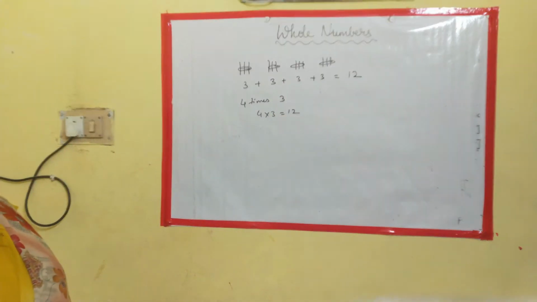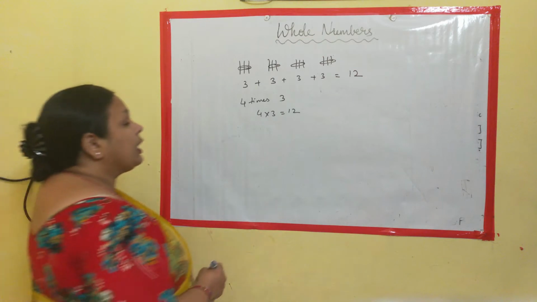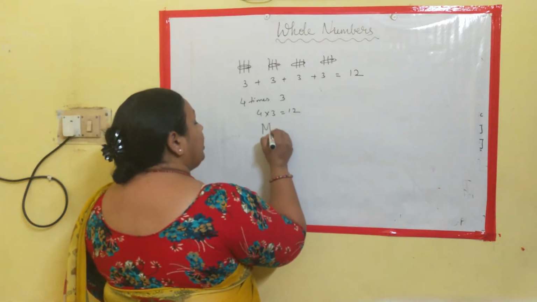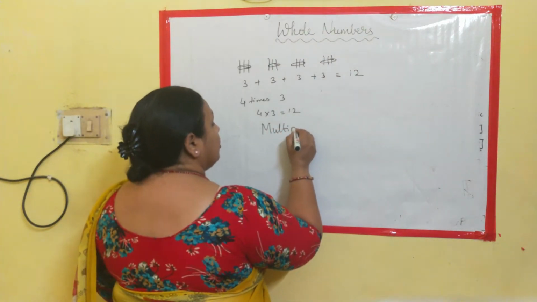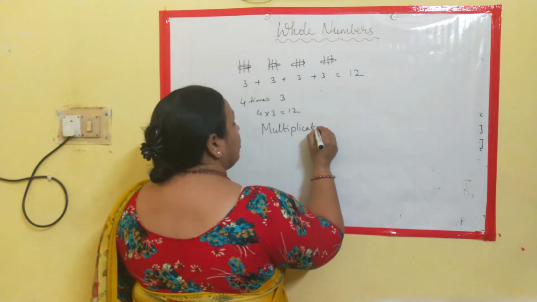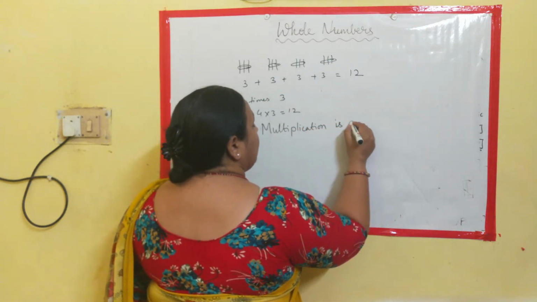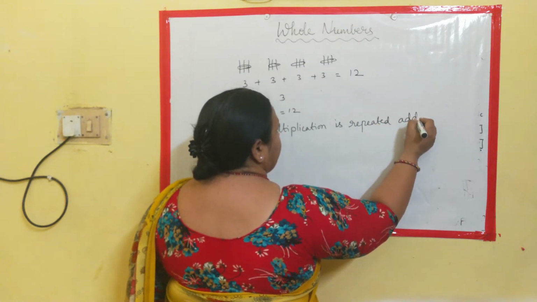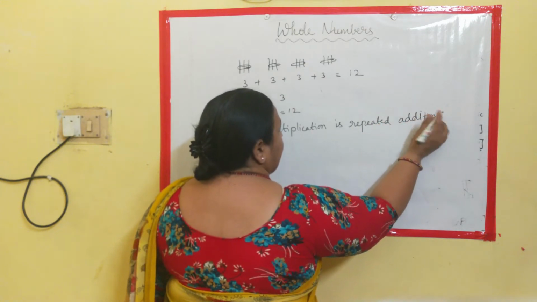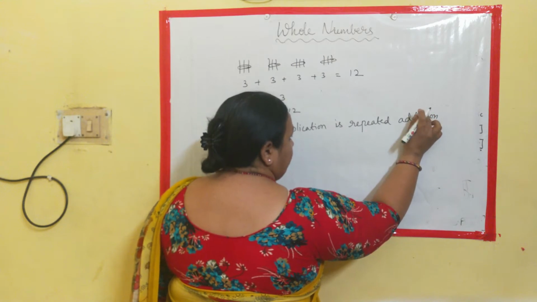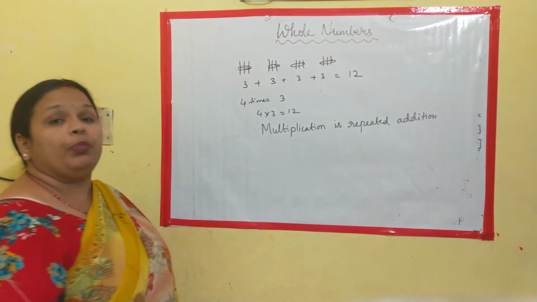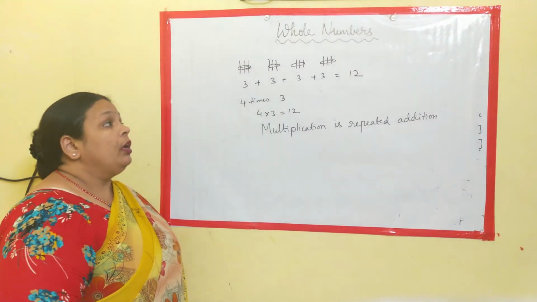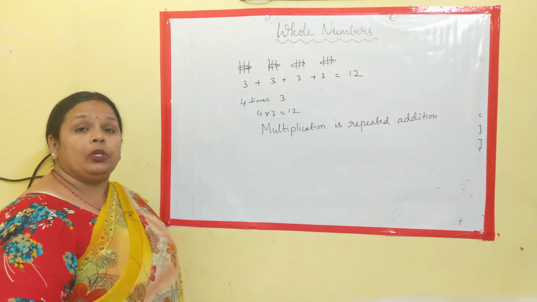As we can see on the board, it's very clear that multiplication is nothing but repeated addition. So keeping in mind that multiplication is nothing but repeated addition, we will be looking deeper into the properties of whole numbers.